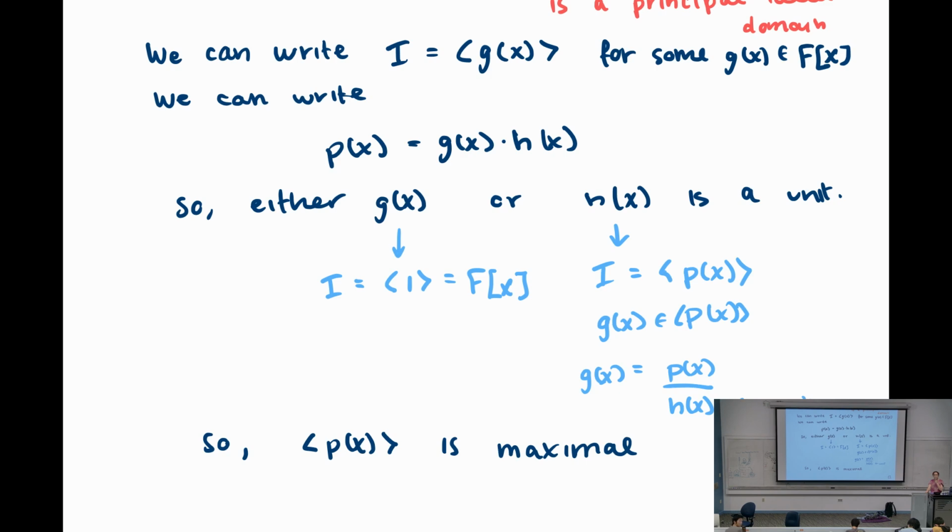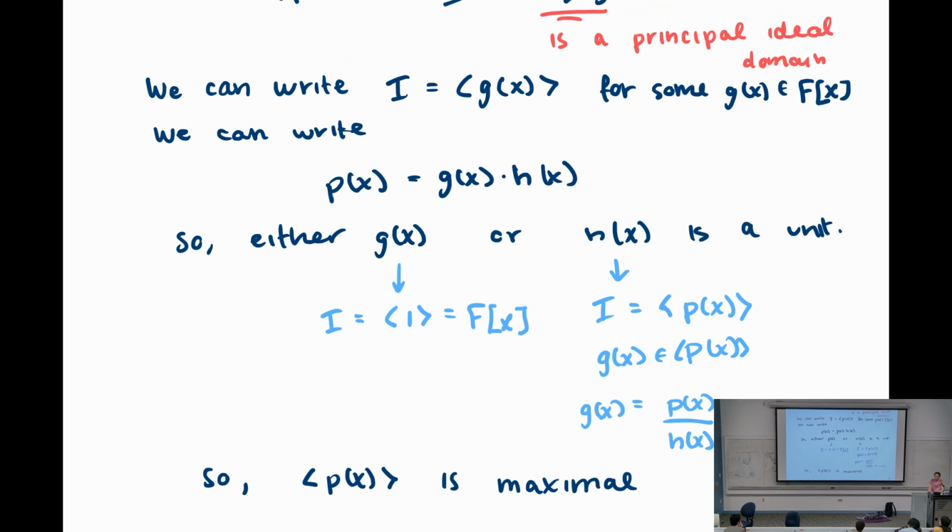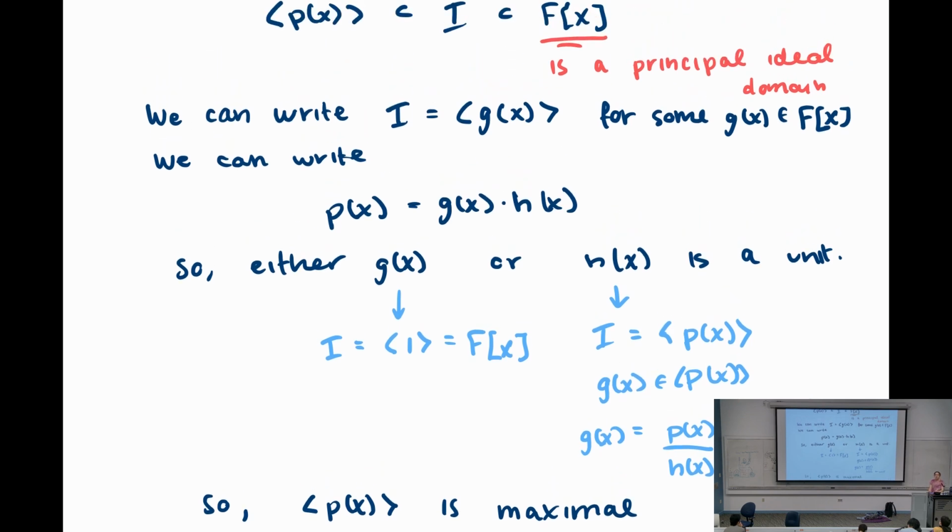Yeah. Why does it imply that one of them is a unit? Because p(x) is irreducible. So if you ever write a factorization like this, then one of these has to be a unit.